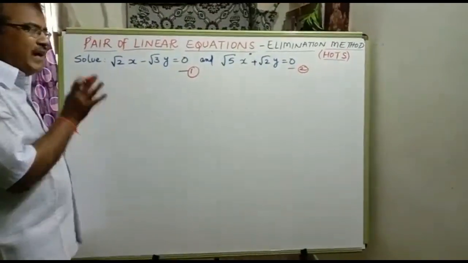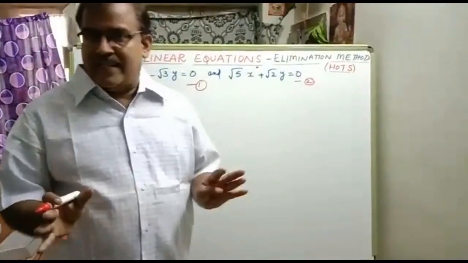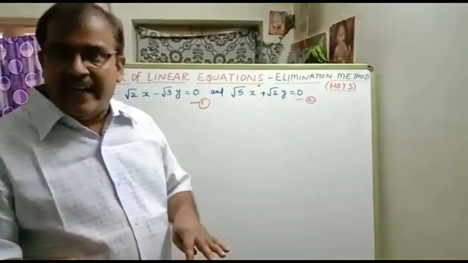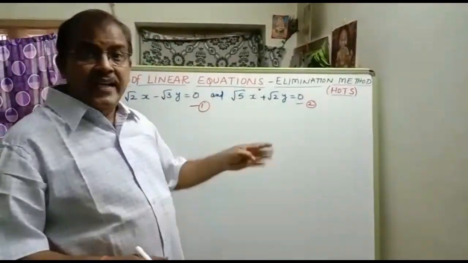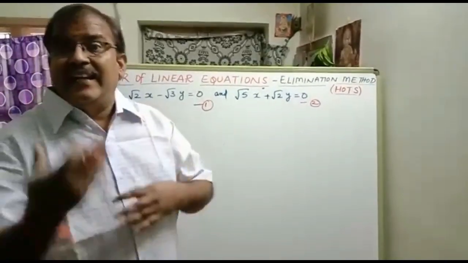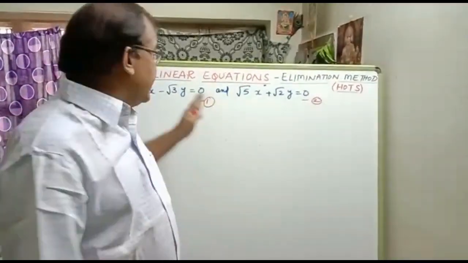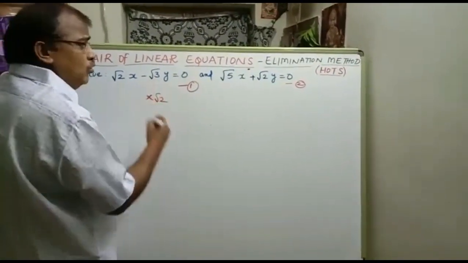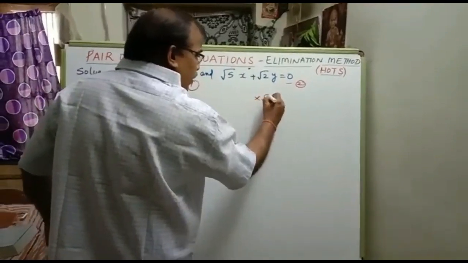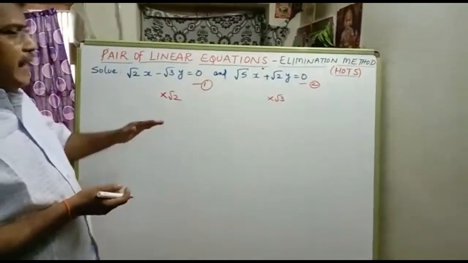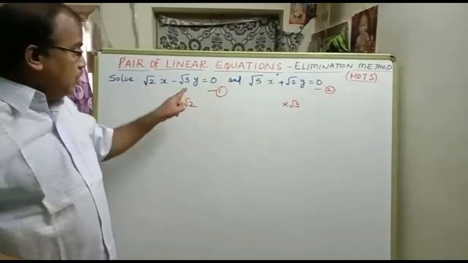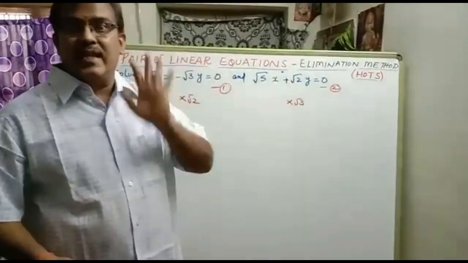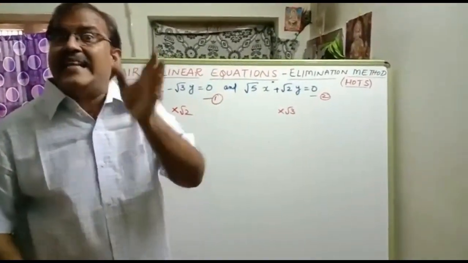Normally we have to eliminate either y or x. Now I am going to eliminate y, so I should balance the equations. Here I have to multiply with one number. What is that number? Maybe square root of 2. Here I have to multiply with square root of 3, then only it will be balanced. Why? Because I am going to eliminate y. So root 2 into root 3, root 6y, root 2 into root 3, root 6y, so that I can eliminate y easily.